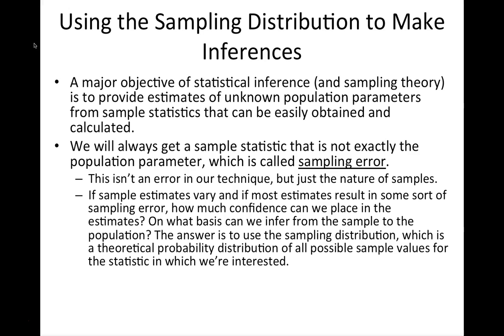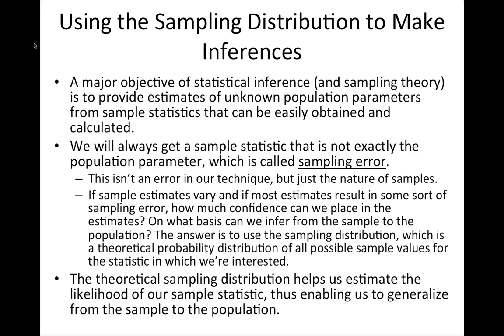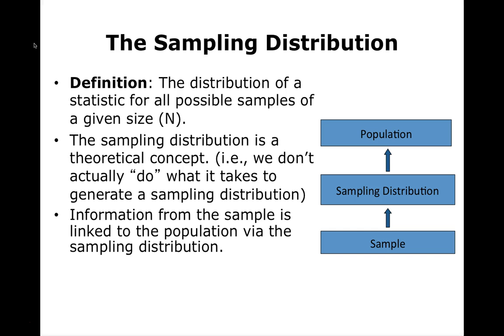And the answer to this question is to use the sampling distribution, which is a theoretical probability distribution of all possible sample values for the statistic in which we're interested. So the theoretical sampling distribution helps us to estimate the likelihood of the sample statistic that we actually got, which enables us to generalize from the sample to the population.